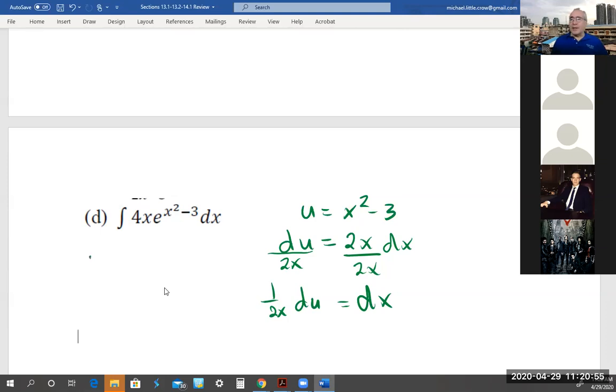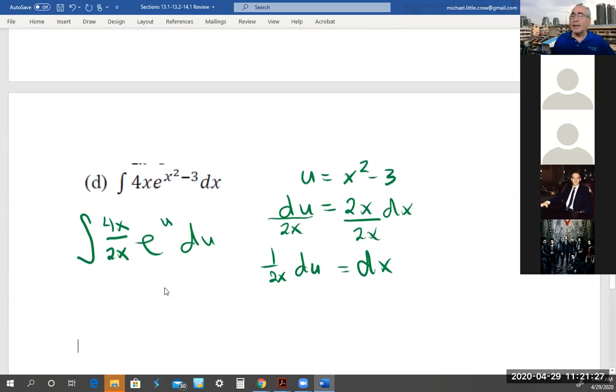Now we're ready to make our substitutions. What I do is take this front part, 1 over 2x, and make it a fraction with this 4x, so it becomes 4x over 2x, e to the u du. Notice how dx got replaced by these two parts. This simplifies: the x's cancel, and 4 divided by 2 is 2. So I'm going to make this 2 times the integral of e to the u du.